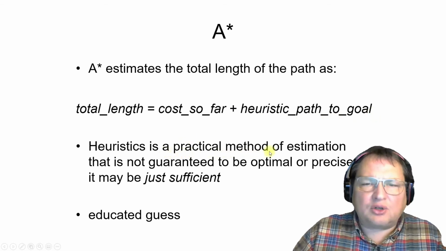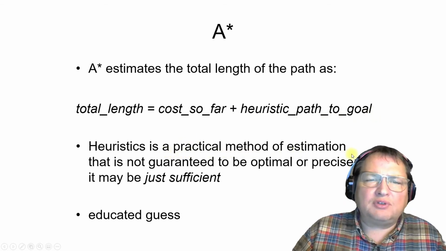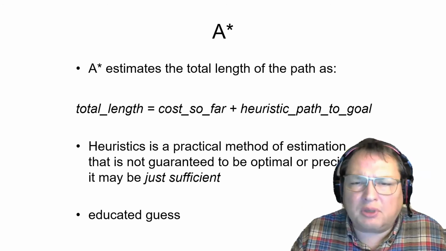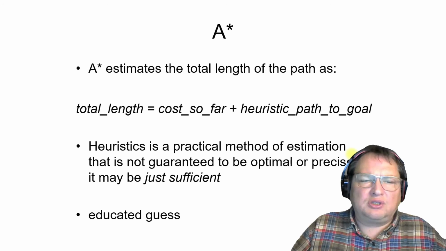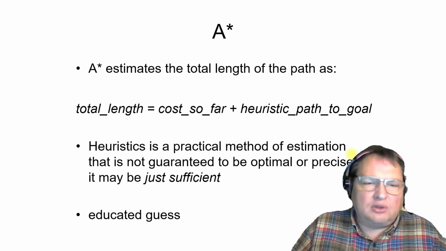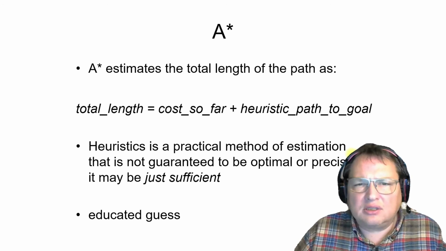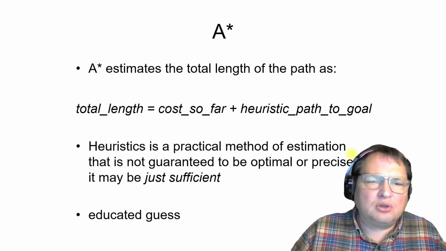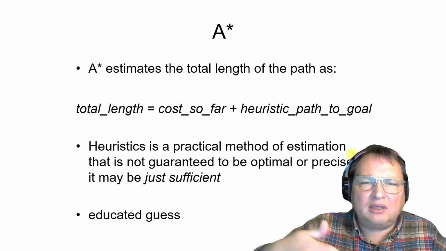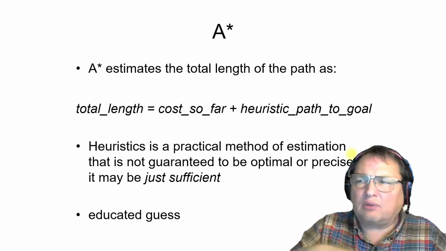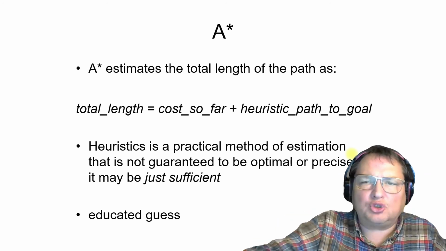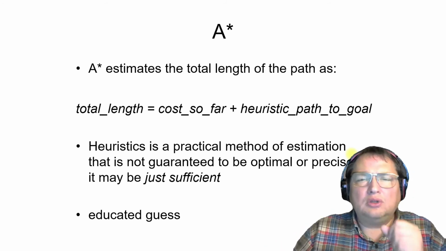Heuristics is a practical method of estimation that is not guaranteed to be optimal or to be precise. It may be just sufficient. So this is a kind of educated guess. A-star needs to guess what's the remaining distance after the cost so far, the remaining distance from the current position all the way to the goal node.